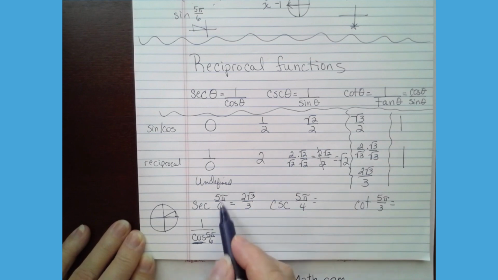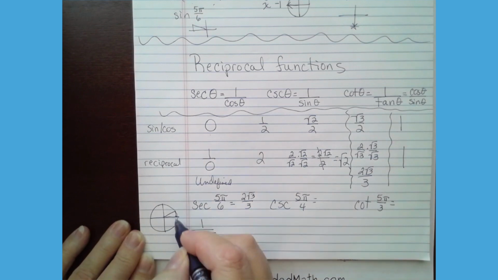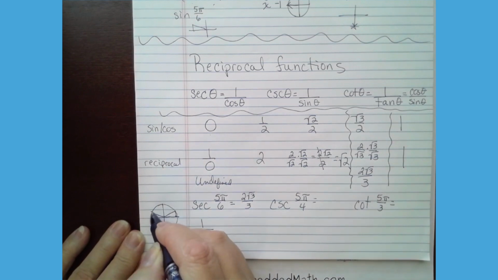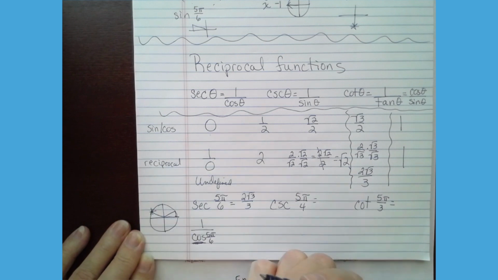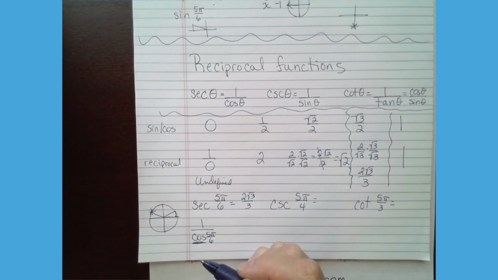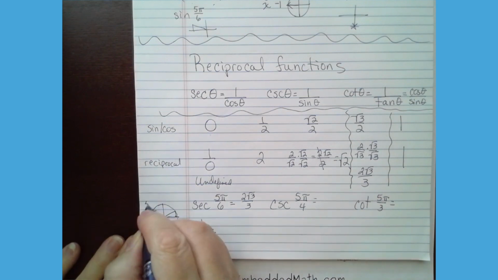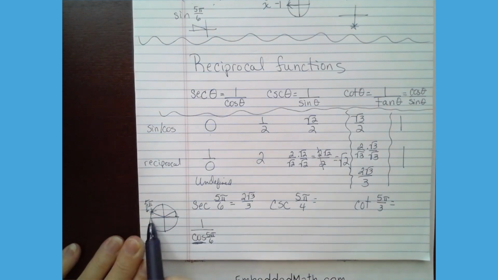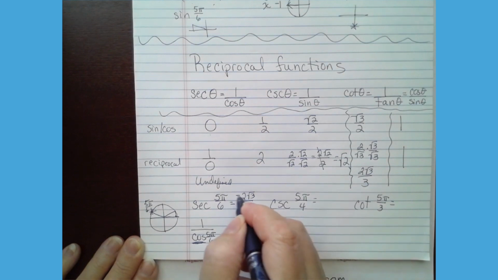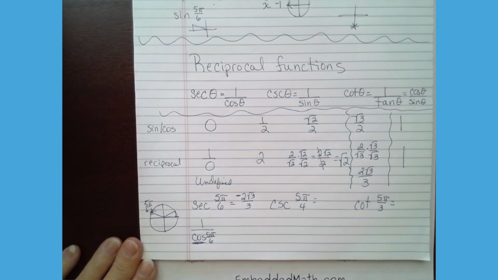Oh, sorry, I didn't draw 5 pi 6. I drew pi 6, sorry. 5 pi 6 is actually over here. I'm so sorry about that. I was just drawing what we call the reference triangle. So there is 5 pi 6. I know I go left to get there, so that's negative 2 root 3 over 3.